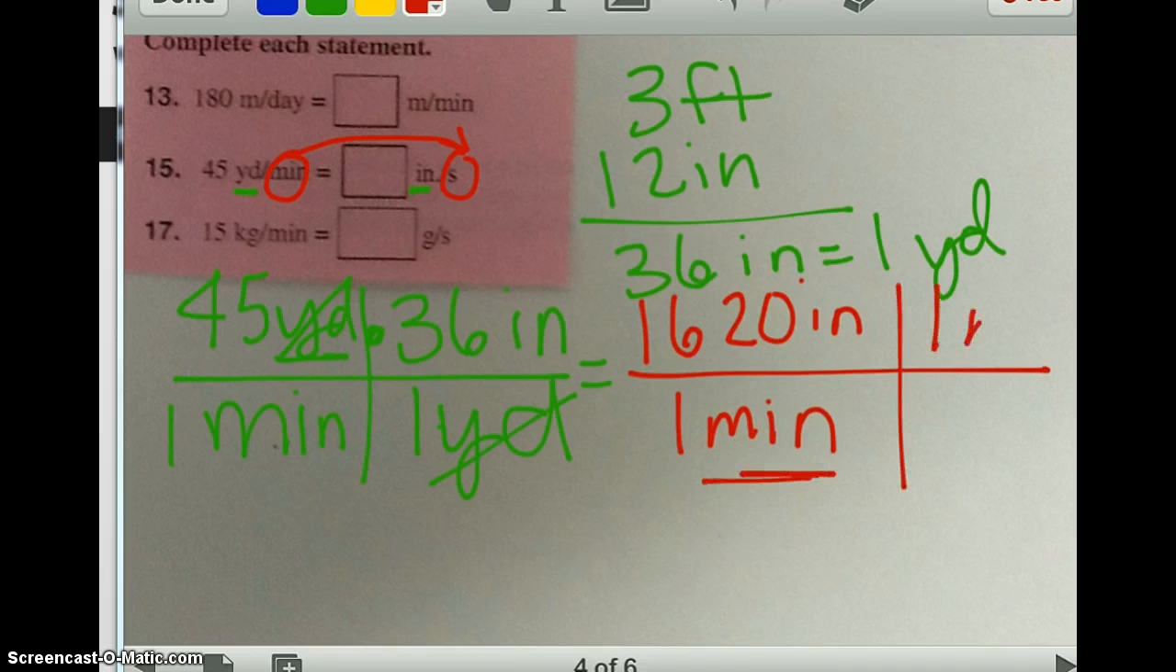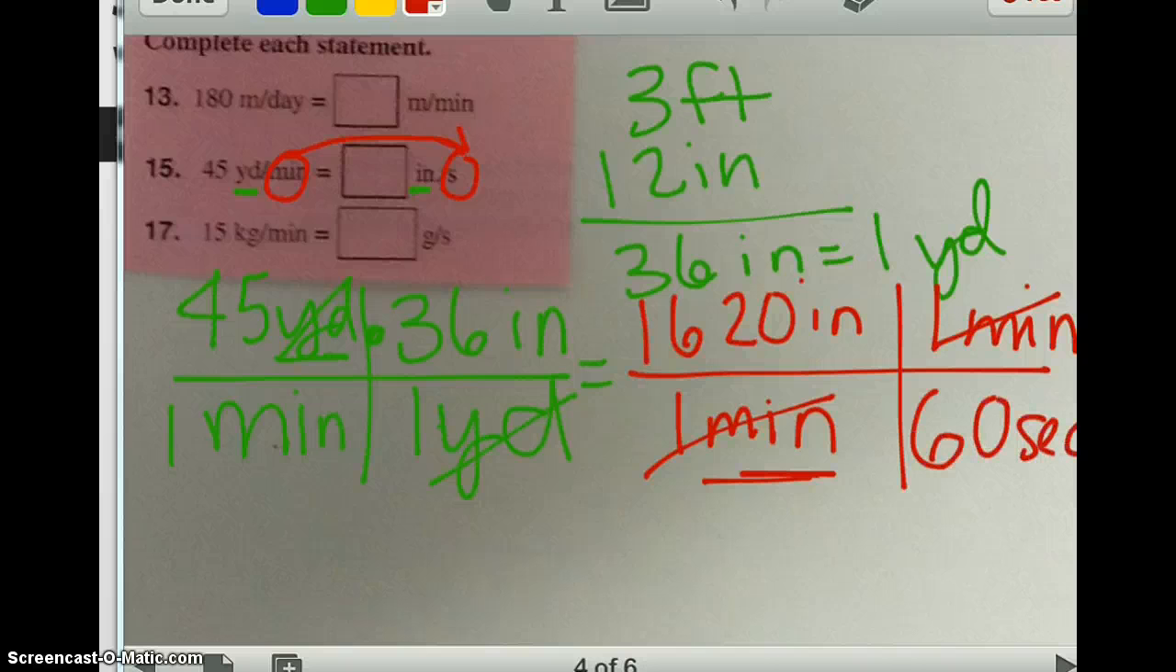Do you see how minute is on the bottom? I'm going to write 1 minute up here because I want these two to cancel out. And then I think, okay, how many seconds are there in a minute? There's 60. So you might have said, well, I just know that it's 60 seconds, so I would divide. Awesome. If you can make that switch in your brain and see that with your math sense, I love it. Then you should just do 1,620 divided by 60.